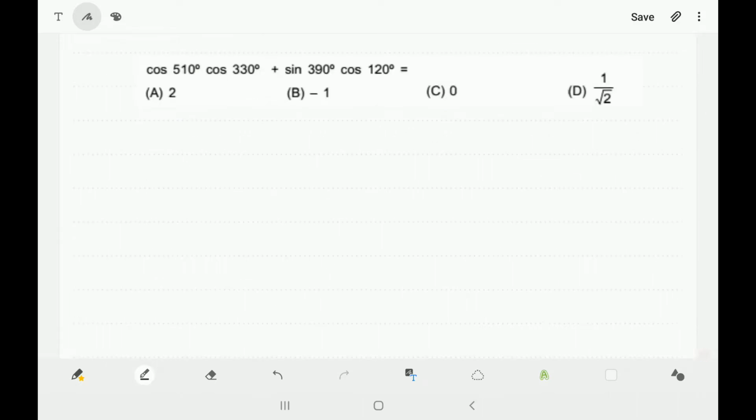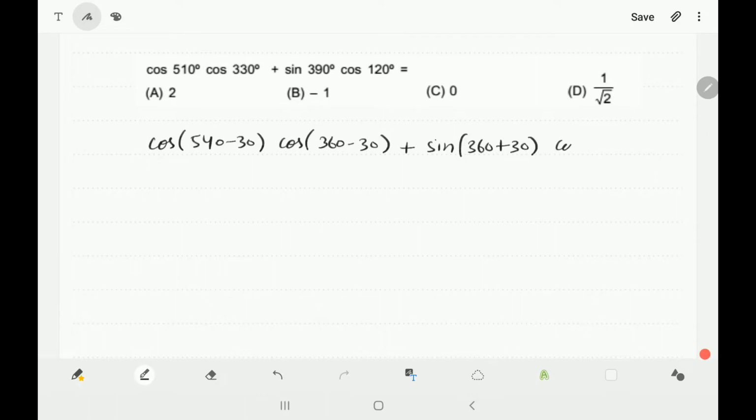In this problem, we have to find the value of cos of 510 degrees into cos of 330 degrees plus sine of 390 degrees into cos of 120 degrees. Can I write cos of 510 degrees as cos of 540 minus 30 degrees, cos of 330 as 360 minus 30 degrees, plus sine of 360 plus 30 degrees into cos of 90 plus 30 degrees? It is in degrees only. Is this clear now?